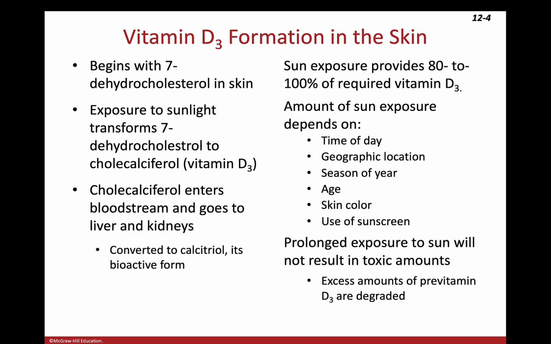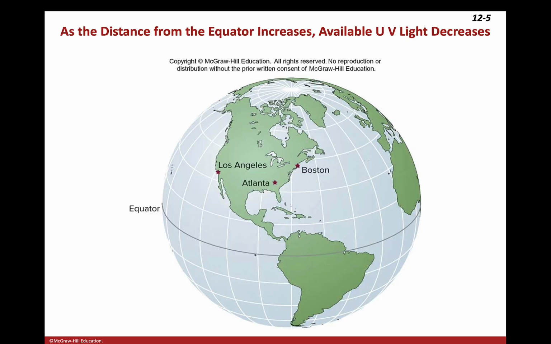Now, the amount of sun exposure will depend on time of day, the geographic location, the season of the year, age, skin color, and also use of sunscreen. Now, one thing to keep in mind here is prolonged exposure to sun will not result in toxic amounts. Excess amounts of pre-vitamin D3 will actually be degraded. Here we basically look at the impact that how far you are from the equator has on the formation of vitamin D. And what we can see here, as we are further away from the equator, there is less UV light, and this is going to result in less formation of vitamin D through exposure to sunlight.